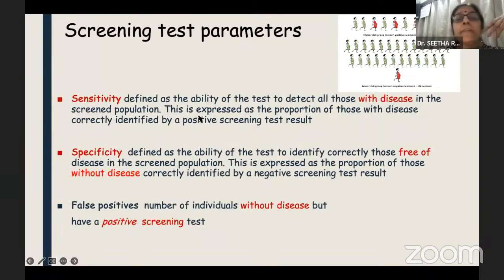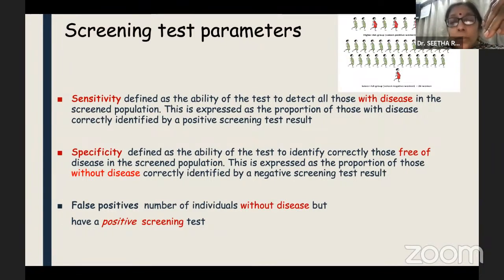When you look at screening test parameters, we look at certain things of a test to give us the best detection of the disease. Sensitivity is the ability of the test to detect all those with the disease, and specificity is the ability to identify all those without the disease. When you do any test, there is always a chance that some women who do not have the disease might screen positive, be falsely detected as screen positive, and might need to undergo unnecessary interventions.